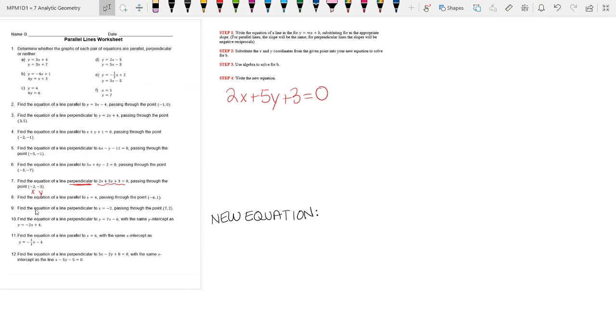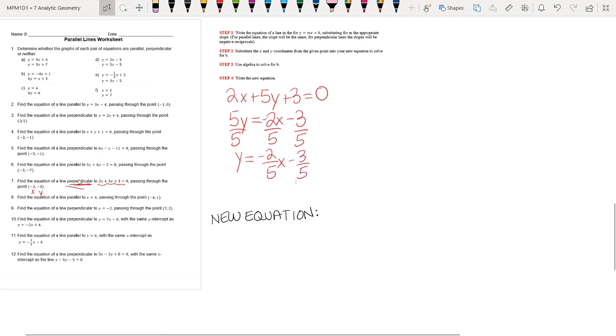Just like I did in question number 6, I'm going to convert this to slope-intercept form by subtracting 2x from both sides and subtracting 3 from both sides. That gives me 5y equals negative 2x minus 3. To get y by itself, I need now to divide both sides by 5. Y is therefore equal to negative 2 over 5x minus 3 over 5.